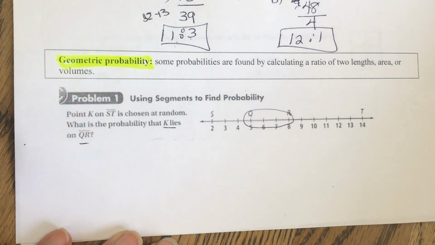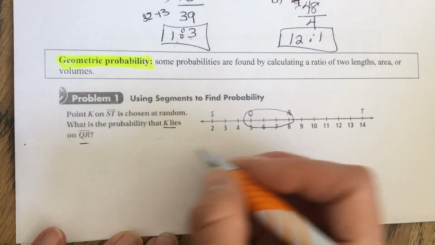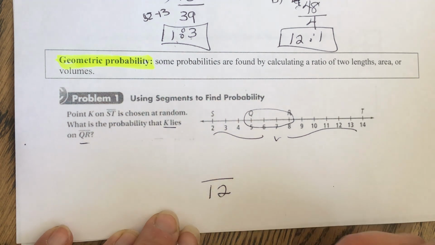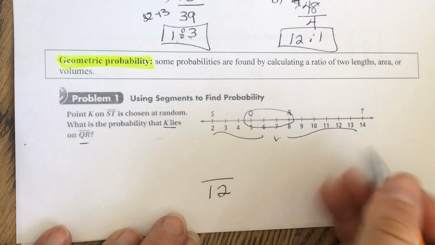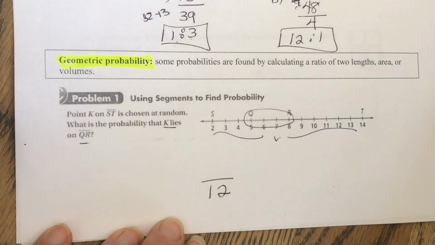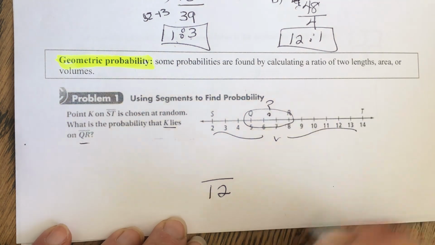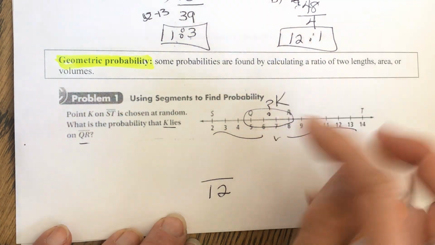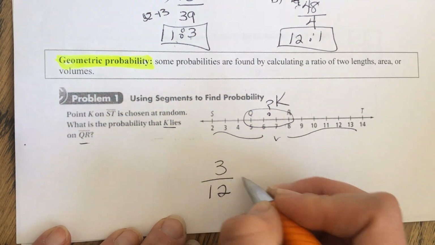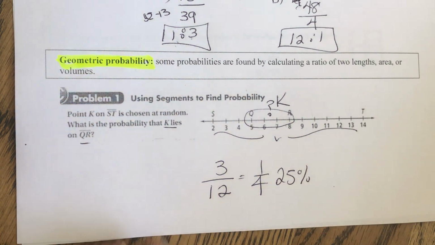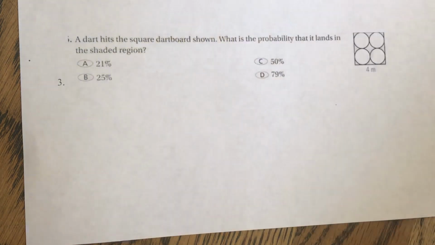So what's the distance? You can kind of say the distance of QR from 2 to 14 is 12, right? 2 to 14 would be 12. And then 5 to 8, if you're going to find something landing on that K lands here, 5 to 8 is 3, so about 1/4 or 25%. That's all that was. There's no problem like that on your homework.